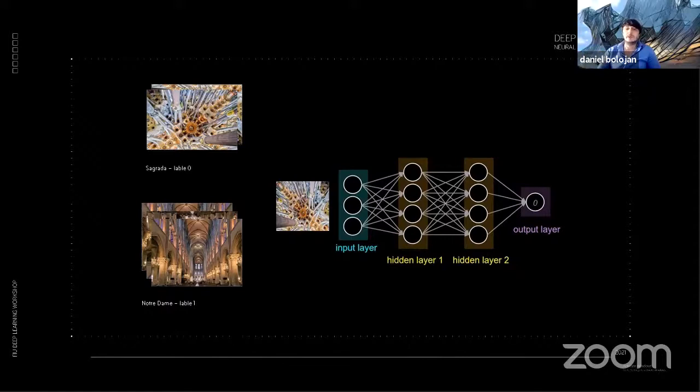So you input a Sagrada image and it outputs 1, and you say, no, that's not right. It should be 0, not 1. And then you keep training this network until eventually the network can tell the difference. So somehow, inside, the network was capable of forming some model of what Sagrada images are and what Notre Dame images are, as far as images are concerned.